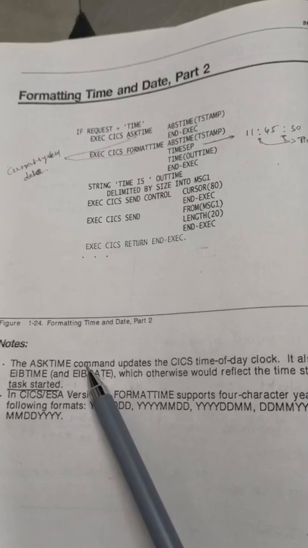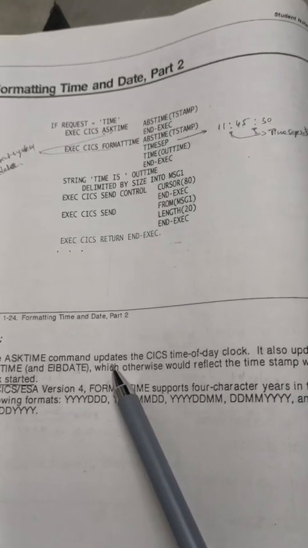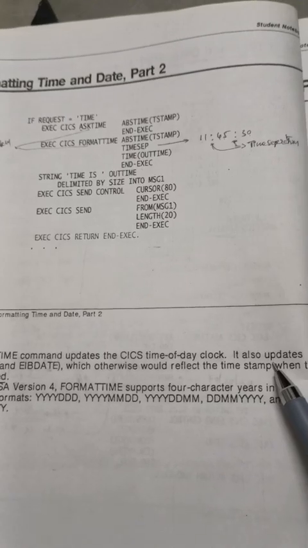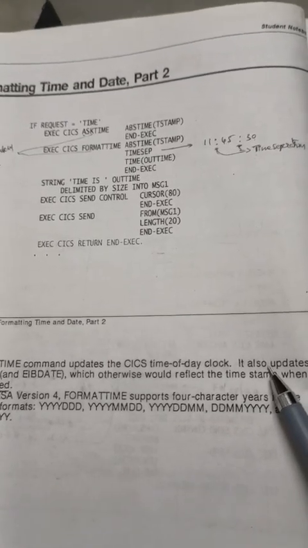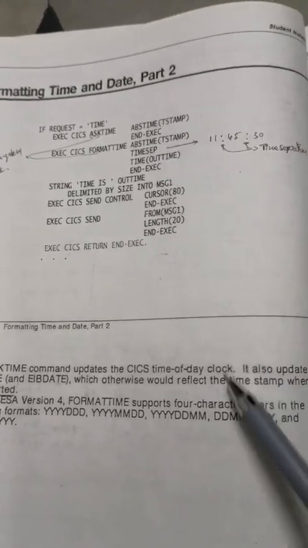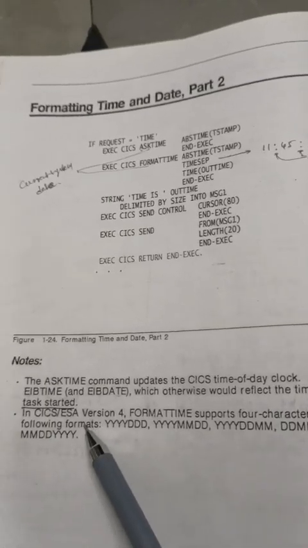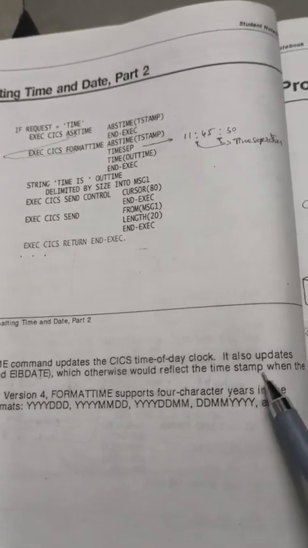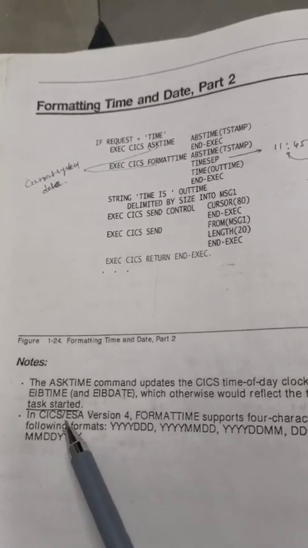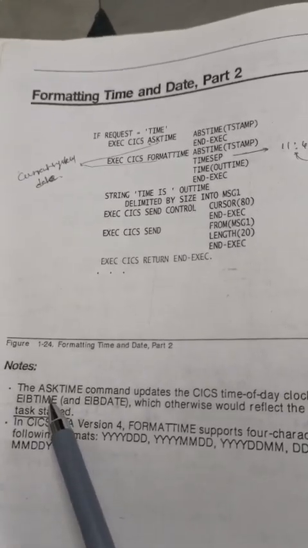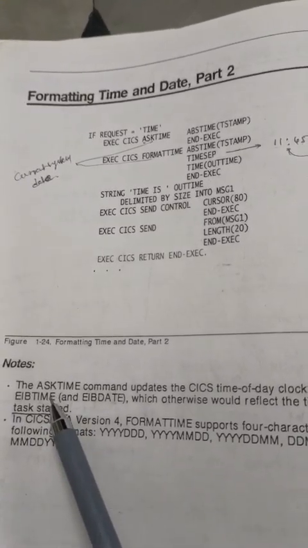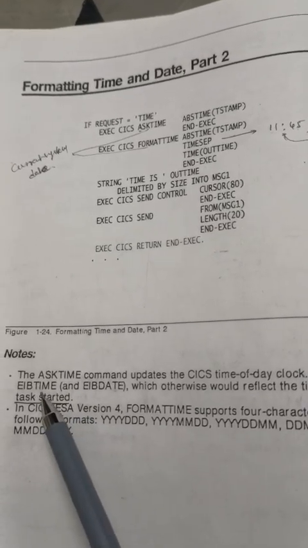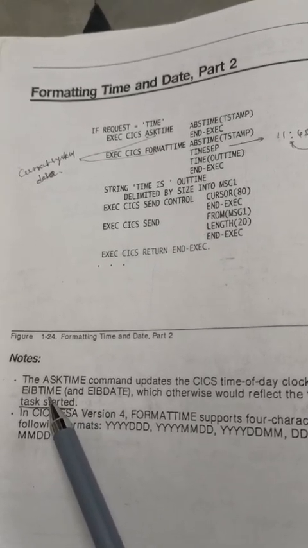And here, what is the ASK TIME? The ASK TIME command updates the system time, updates the clock, like the system time, CICS time of clock. It will take the system time. It also updates the EIB time and EIB date, which otherwise would reflect the timestamp when the task was initiated. What is the difference between ASK TIME and EIB time? ASK TIME is nothing but the system time, and EIB is nothing but the task initiated time.